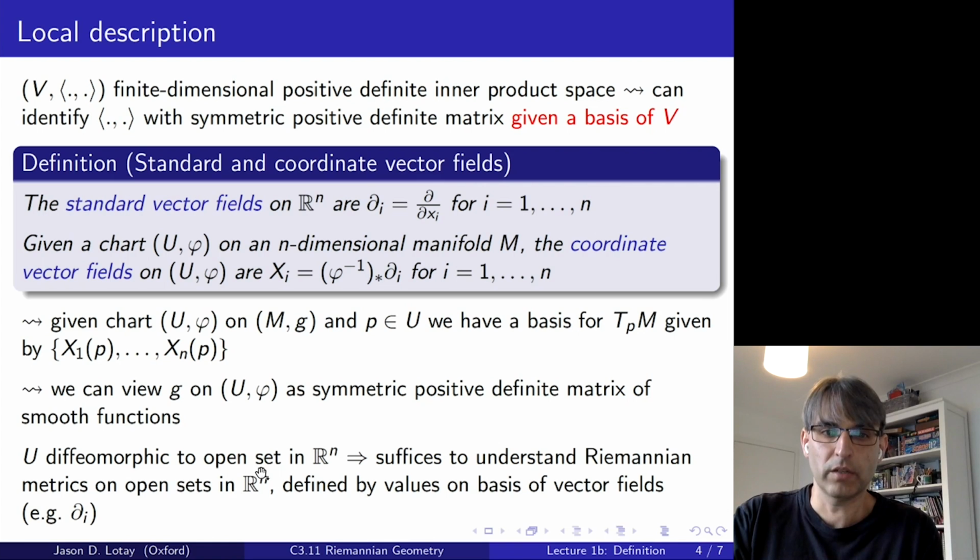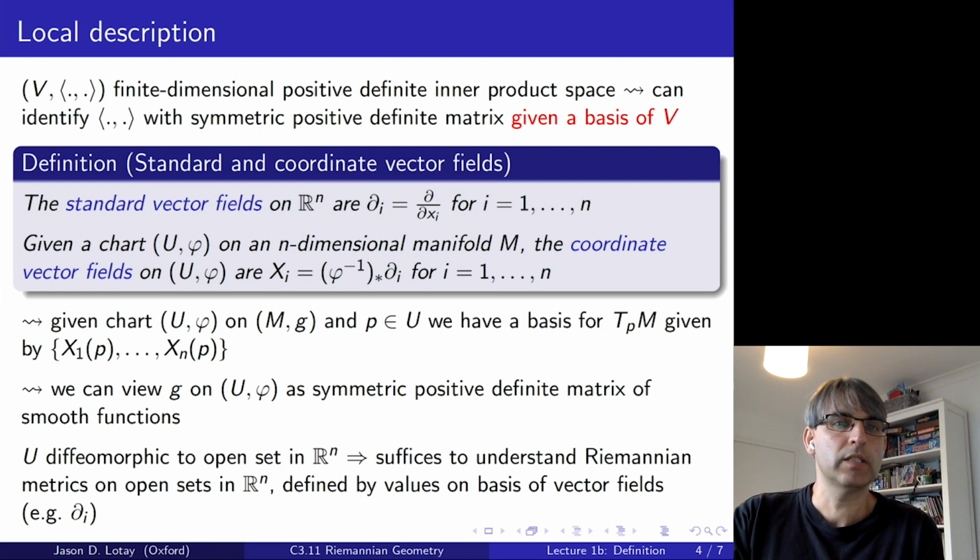And because we're working on open sets in R^n, to understand the Riemannian metric, we just have to know what it does to a basis of vector fields, right? To understand an inner product, we just need to know what its values are on a basis of the vector space. So for example, we could just take our standard vector fields, but there might be some other choice of vector fields as well that we might find more useful.